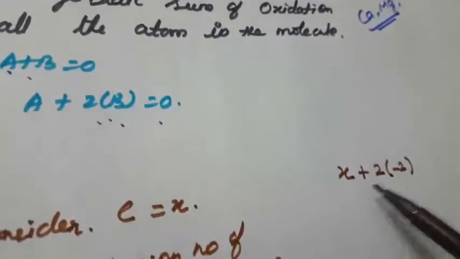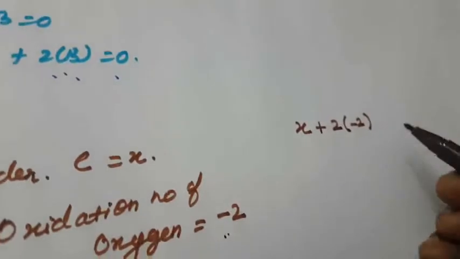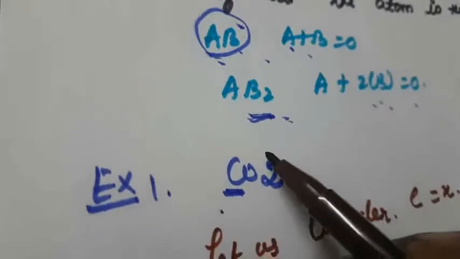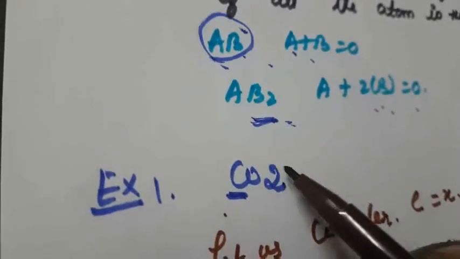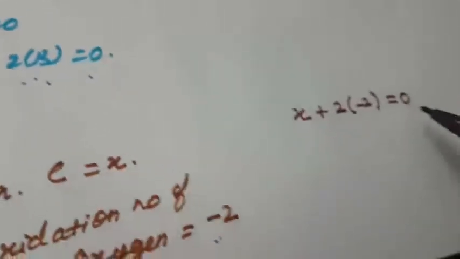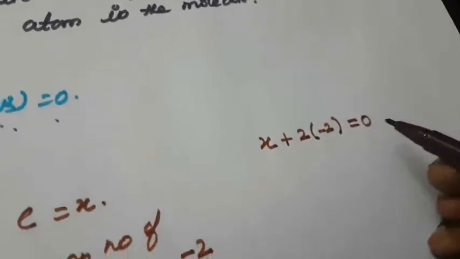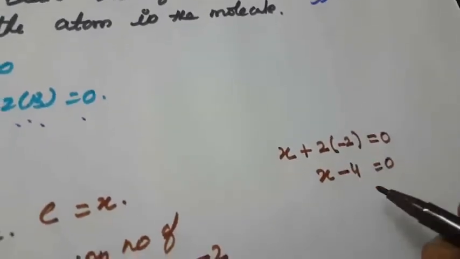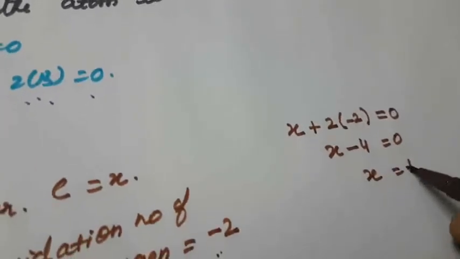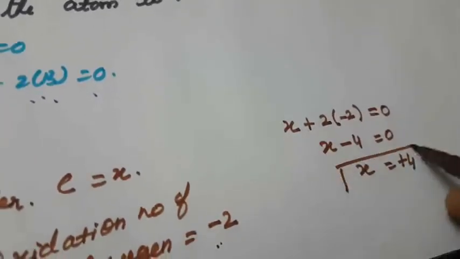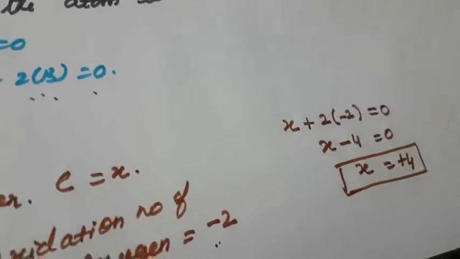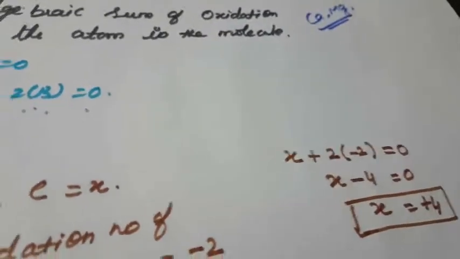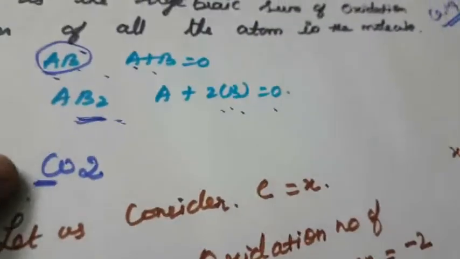So here X plus 2 into -2 equal to 0 because here no charge is there. So that is X plus 2 minus 2, that is X minus 4 equal to 0. X is equal to plus 4. This is the oxidation state of carbon. Carbon oxidation state is plus 4. This is the simple calculation. So first one is carbon dioxide.